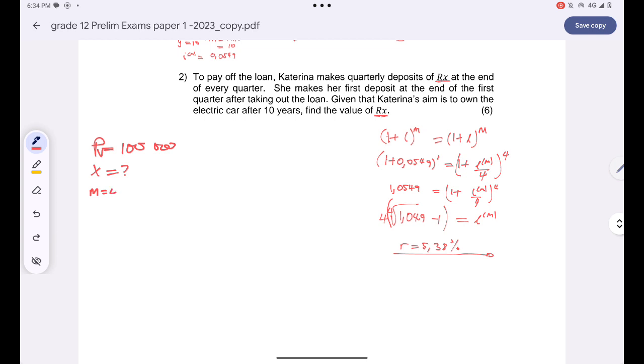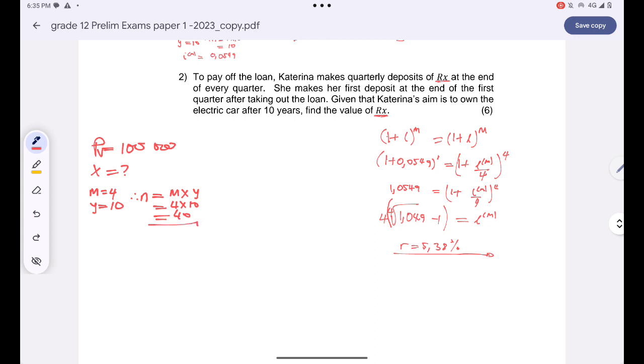M is just equal to 4. Why? Because each year has 4 quarters. And this loan will run for 10 years, and hence the number of times interest will be calculated, we get it by saying M multiplied by the number of years. That's 4 times 10. That means interest will be calculated 40 times.